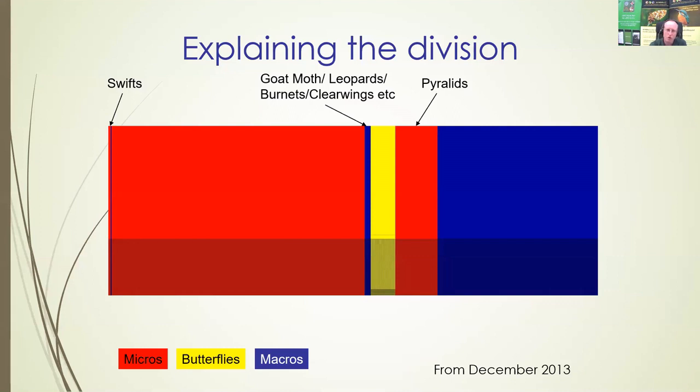So it gives you an idea that in theory the macros are the more evolved and the micros are generally the less evolved, with the odd honorary macro thrown in amongst the micros, and indeed the butterflies are thrown in amongst the micros these days.